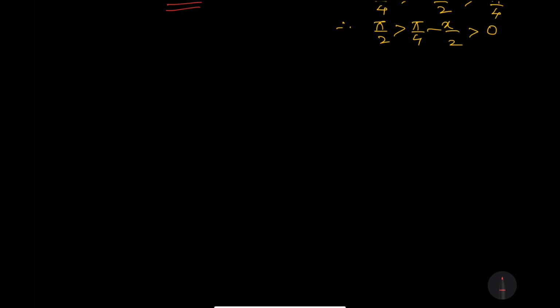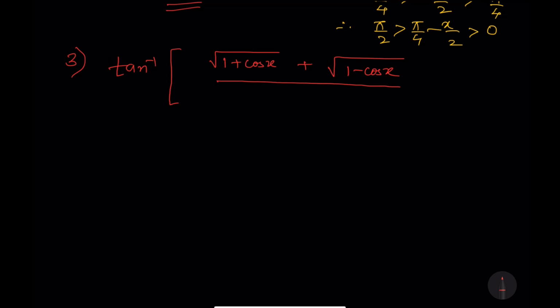Let's proceed with the next one, the third one. Simplify tan inverse of (square root of 1 plus cos x plus square root of 1 minus cos x) upon (square root of 1 plus cos x minus square root of 1 minus cos x). Given that x lies between 0 to pi by 2. So we want to simplify this.